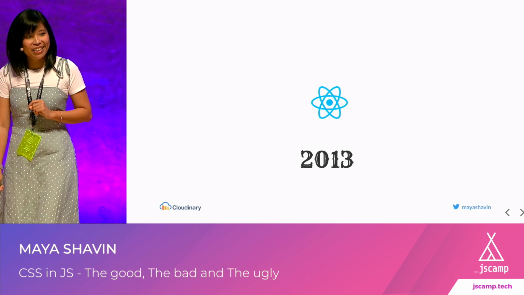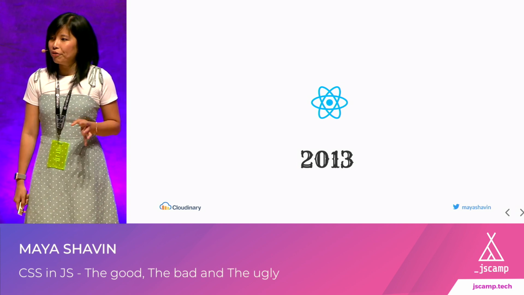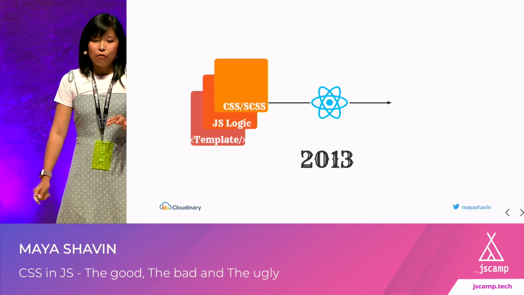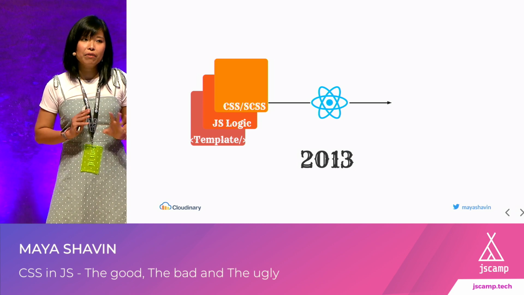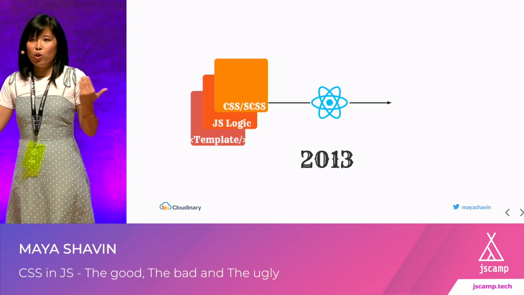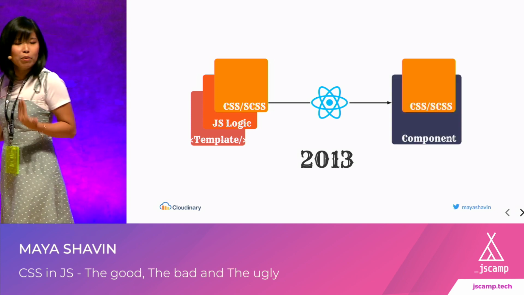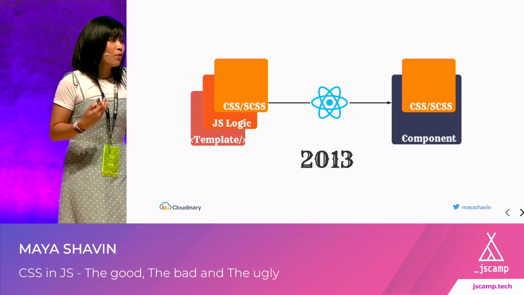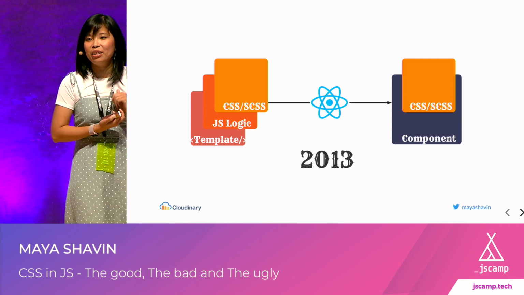In 2013, React was publicly announced as open source at one of the JS conferences, and it changed the whole concept of web development from having template, JavaScript, and CSS as different files, like the MVC concept, model view controller, that classic concept, to a component-based development style. So now you can actually write HTML and JavaScript together in one file.